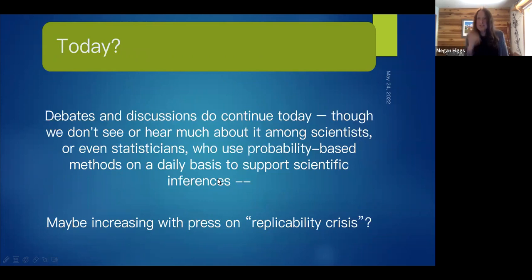So the debates and discussions do continue today, as I keep pointing out, but I think the key is that we don't see or hear that much about it among scientists or even statisticians who are using probability-based methods on a daily basis to support scientific inferences and decision-making. It's happening amongst a small group that are really interested in it, but it's just not filtering enough into the mainstream, in my opinion. It may be increasing a little bit with the press on the replicability crisis. I won't say much more about that right now, but at least there is talk about crisis, which has spurred a little more discussion in this realm.